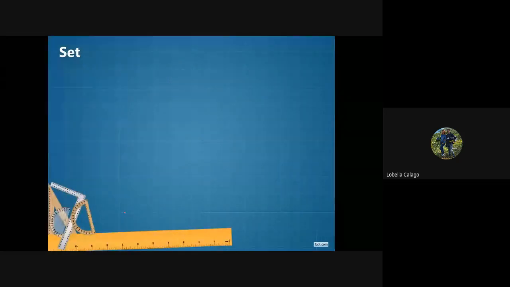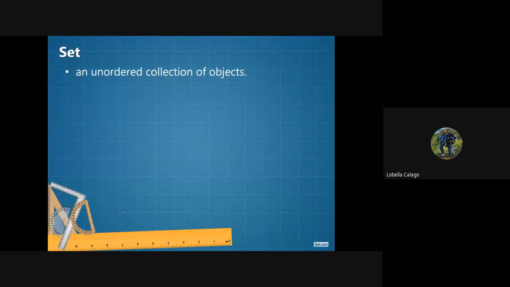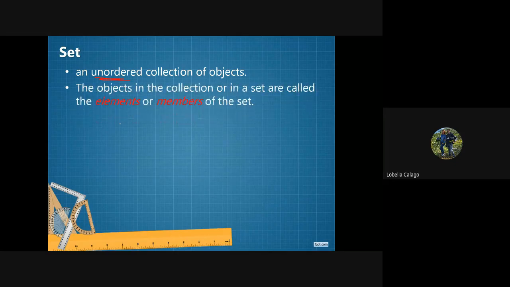So what is the language of sets? We will discuss first or define first what is a set. So ang set daw is an unordered collection, so hindi kailangan naka-order yung kanyang collection of objects. The objects in the collection or in a set are called elements or members. So yan po yung tawag sa loob ng set. Ang elements or members yan.